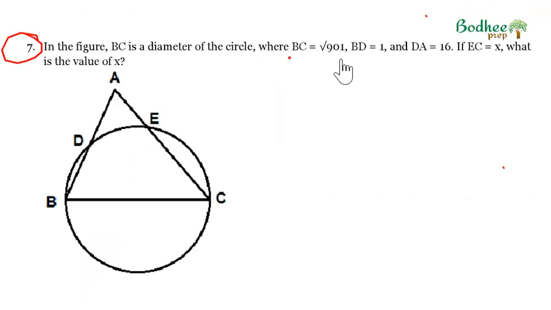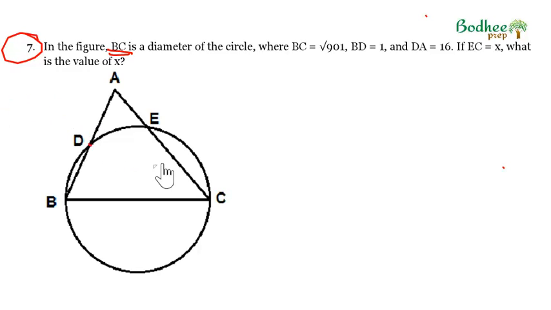Whatever is given in the question directly says that BC is the diameter, and D is another point on the circumference. So if I join D with C, or B with D, the angle will be 90 degrees, because the angle in a semicircle is 90 degrees.